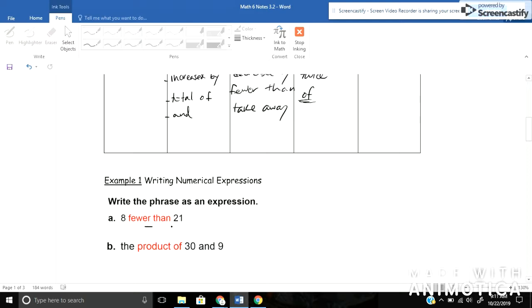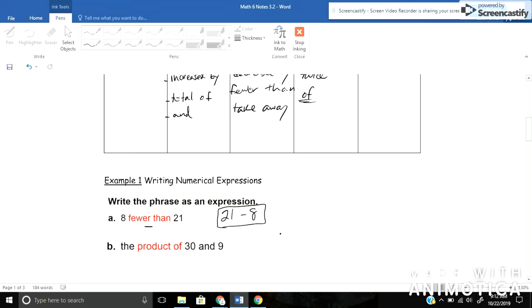And a lot of students get this one messed up because they'll say 8 minus 21. Well, if it's 8 fewer than 21, you actually have to start with 21 and subtract 8. So be careful. Remember, subtraction, the order matters. If it says fewer than, actually switch the order of these two from the original problem. And this is all you have to do. You don't even have to find the answer. This is your expression that you need to write, 21 minus 8.